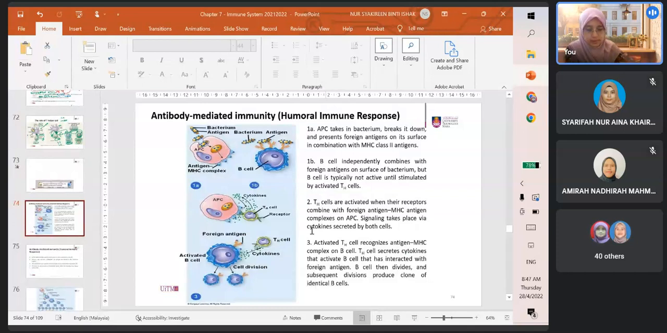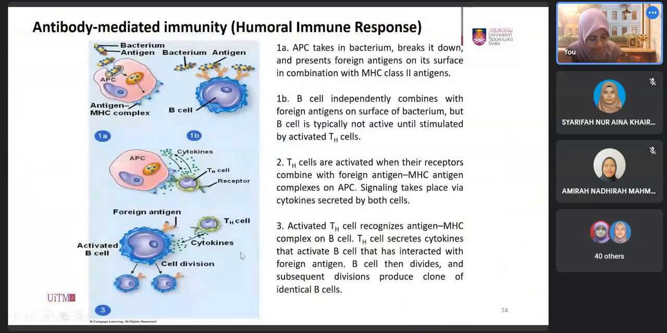Okay, so now we are going to look at the mechanism by the antibody-mediated immunity, or the humoral immune response. So for the first point here, we try to go through one by one. Dia macam banyak paragraph kat sini.